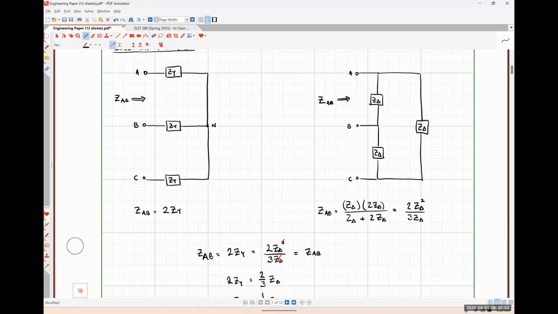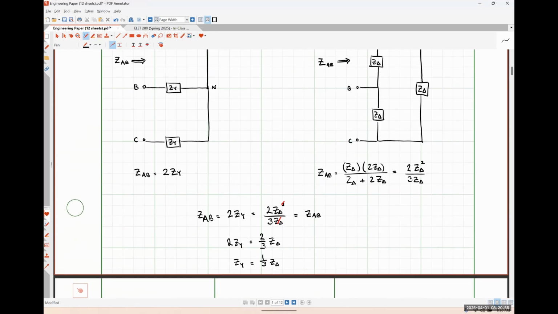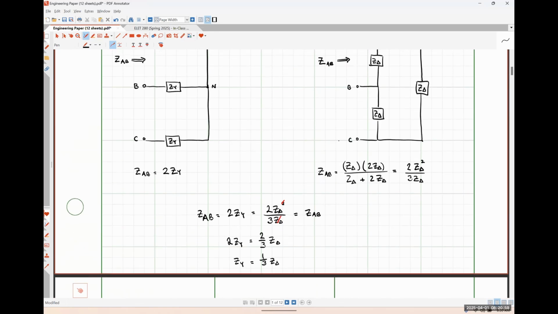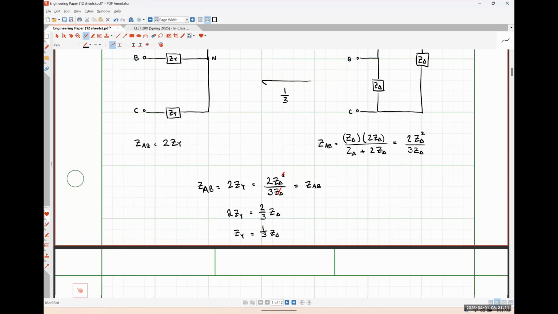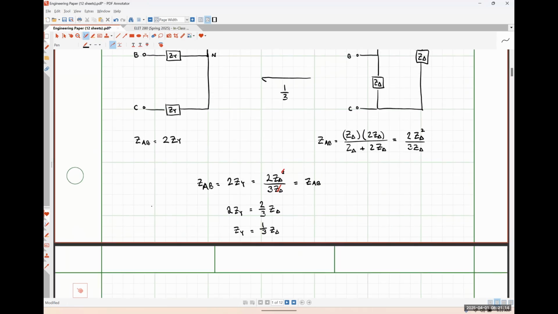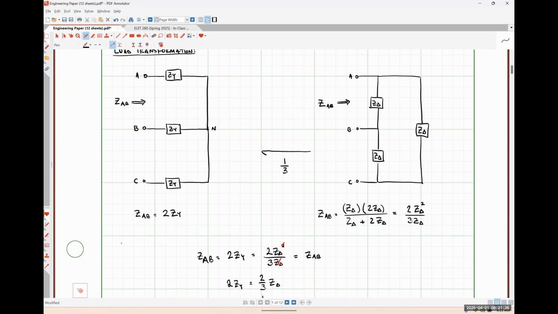So essentially, if I want to go from delta to Y, I multiply by a factor of 1/3, right? Because we can see that ZY is just 1/3 of Z delta. So I take my Z delta, multiply it back by a factor of 1/3, and that gives me ZY. So it stands to reason then that to go in the opposite direction, to convert from a Y to a delta, I would simply multiply by a factor of 3.